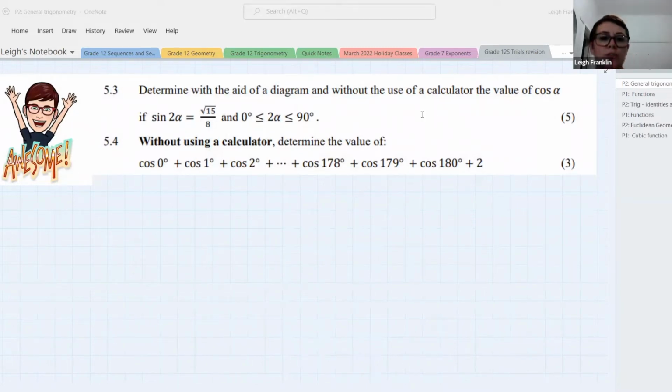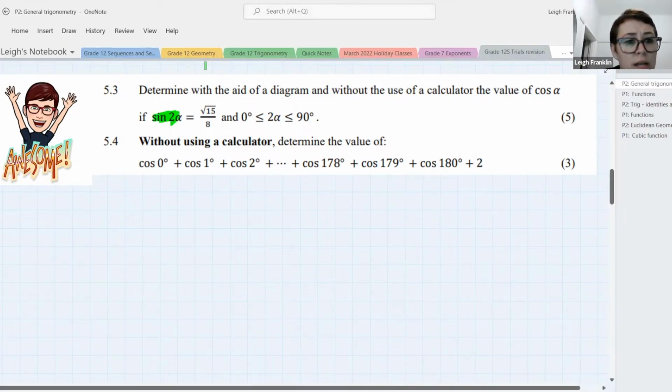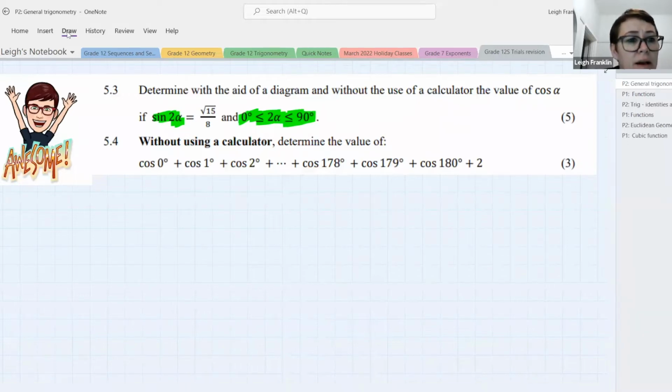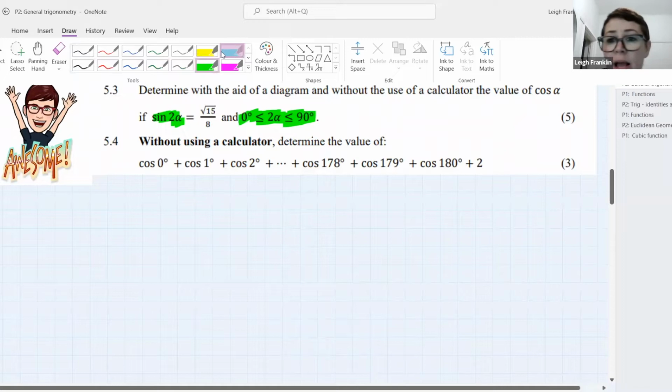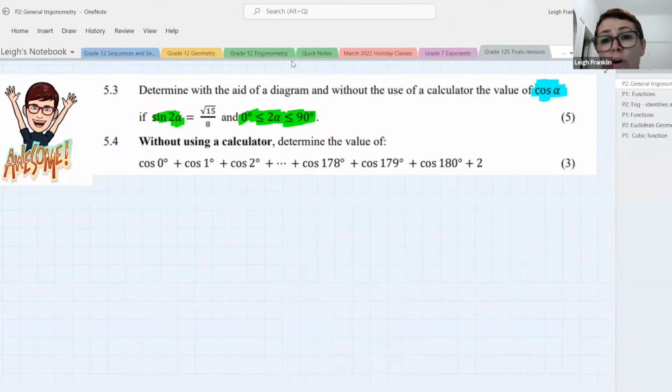Absolutely. So in other words, we've been given sine 2 alpha. We're working in terms of 2 alpha, but we've been asked a question about cos alpha. Do you see that? The reason why this question is difficult is because here we've got sine 2 alpha, we're talking about 2 alpha, but yet what they want from us is cos alpha, not cos 2 alpha. All right, so what do you think we should do?